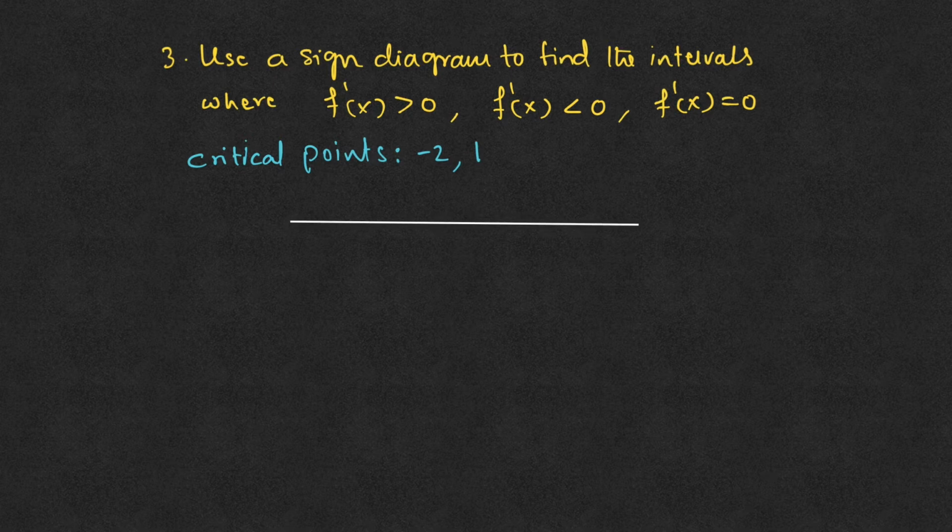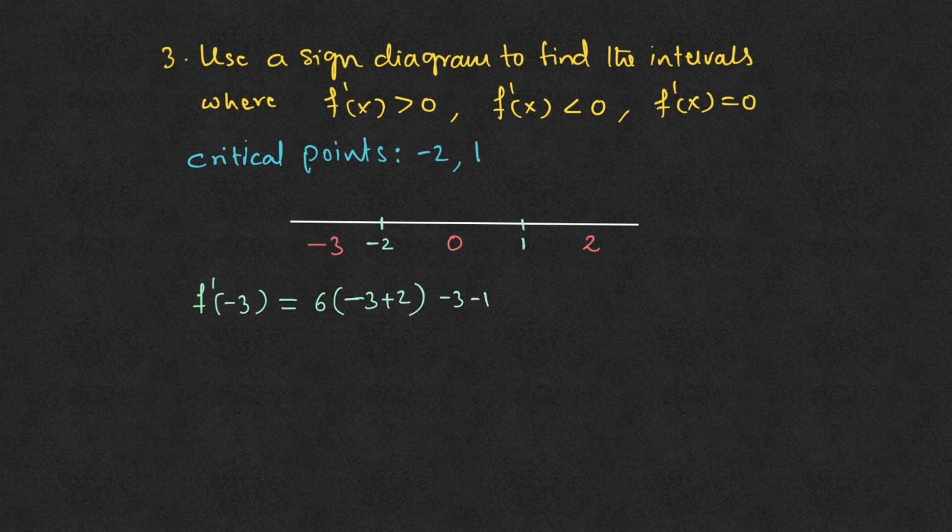Use these critical points to divide the number line into open intervals and pick test points in each one of these intervals: negative 3, 0, and 2. Find the sign of the derivative at each one of these test points, as shown here. f prime of negative 3 equals 6 times negative 3 plus 2 times negative 3 minus 1, which is a number greater than 0, meaning the function is increasing in the interval containing the test point negative 3.